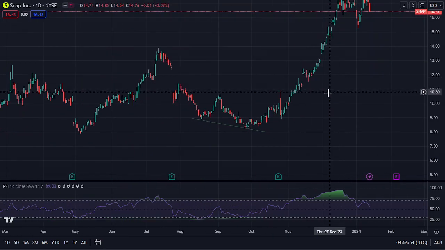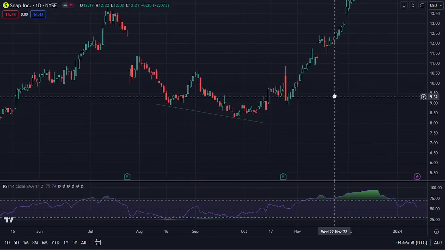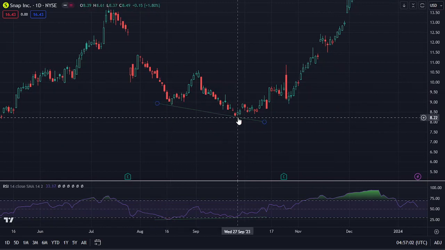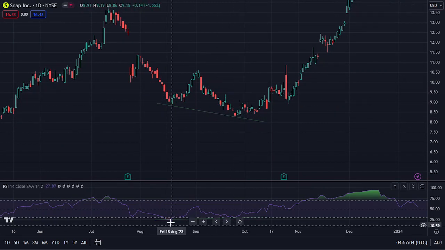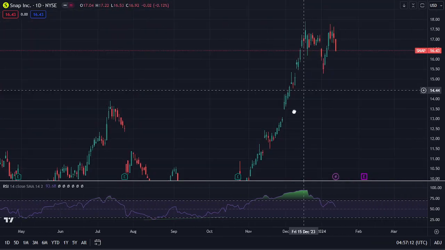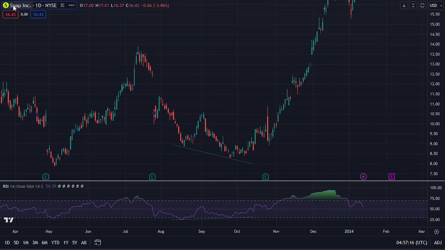When looking at RSI for signals, we can also look for divergences. When the stock made a lower low, the RSI made a higher low in the same time period. That's known to be a bullish divergence, and as you can see, Snapchat had a massive rally afterwards.